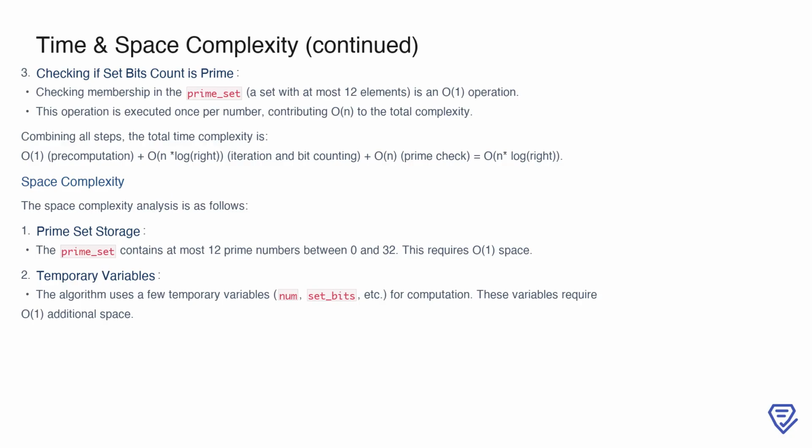Moving to space complexity, storing the prime set requires O(1) space because it contains at most 12 elements. Additionally, temporary variables used during computation, such as number and set_bits, also require O(1) space. Thus, the space complexity so far remains constant at O(1).